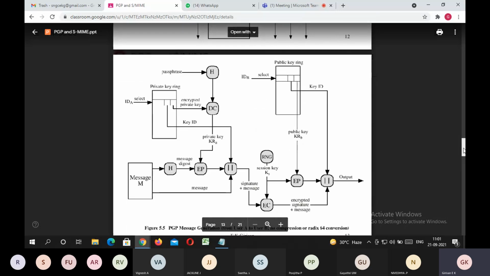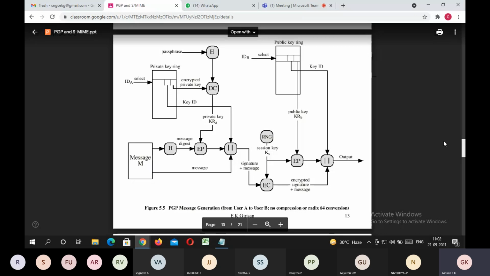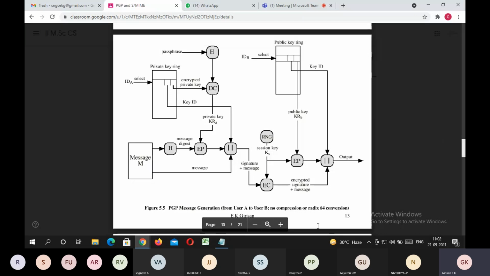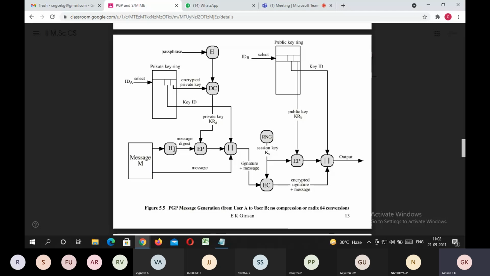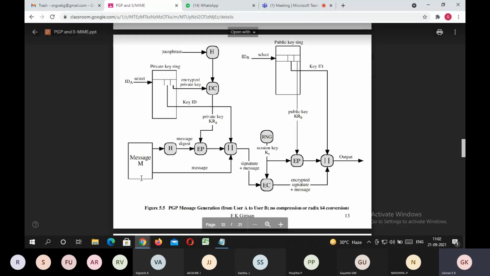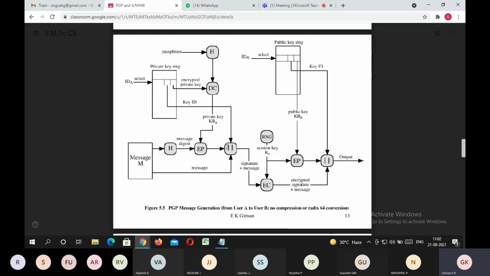You can look at this diagram where we implement the PGP message, how it is generated and how it is transmitted. You have the original message, the email content, whatever the message may be. It undergoes the hash function, for the message digest. Then it undergoes encryption using the private key. This is done by user A. That ensures the authentication. Then these two are combined, concatenated, that is the message plus the encrypted component.